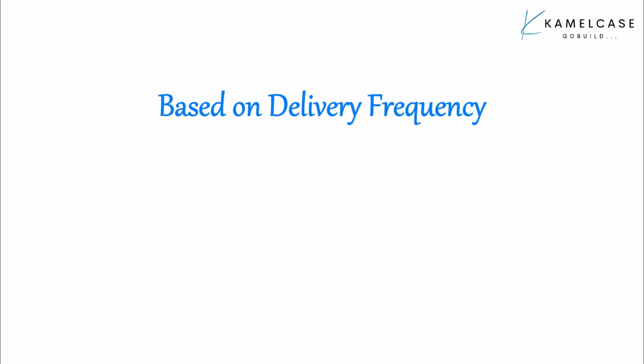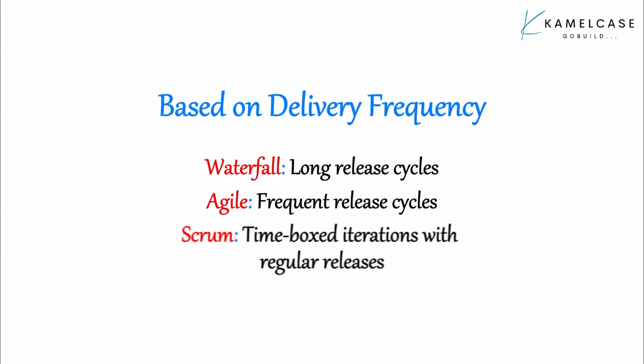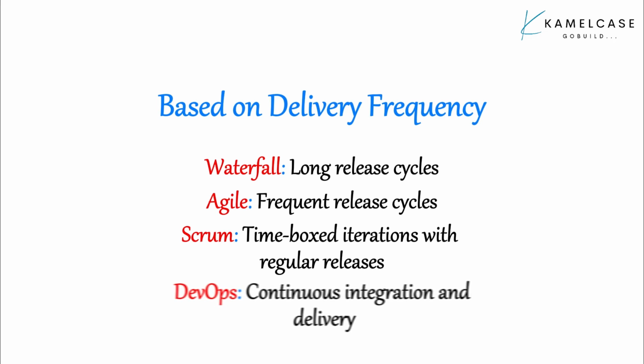And now, let's explore the aspect of delivery frequency in different SDLC models. In Waterfall, release cycles are long. Agile features frequent release cycles. Scrum involves time-boxed iterations with regular releases. DevOps emphasizes continuous integration and delivery.